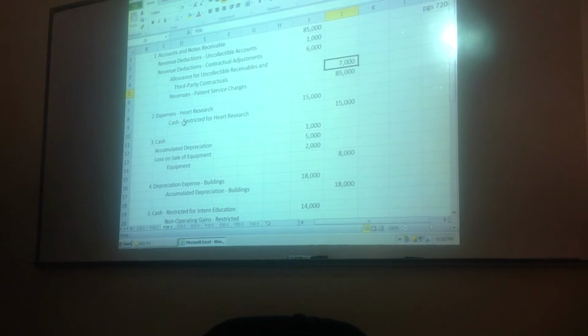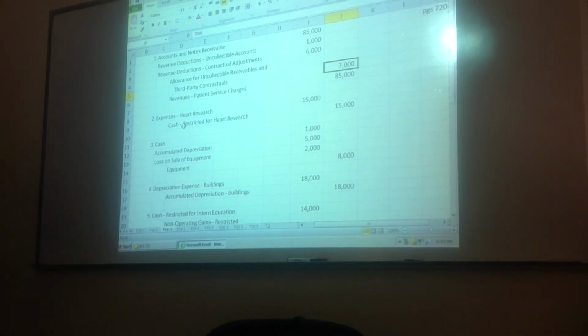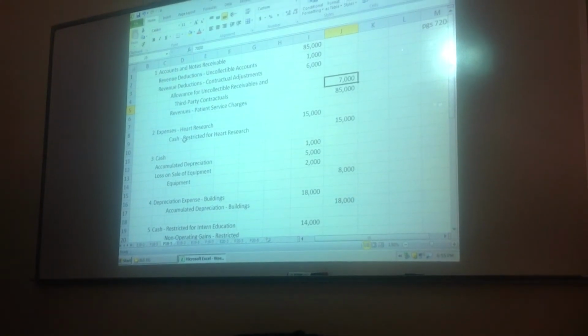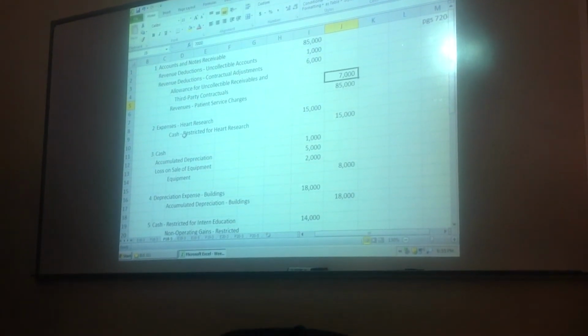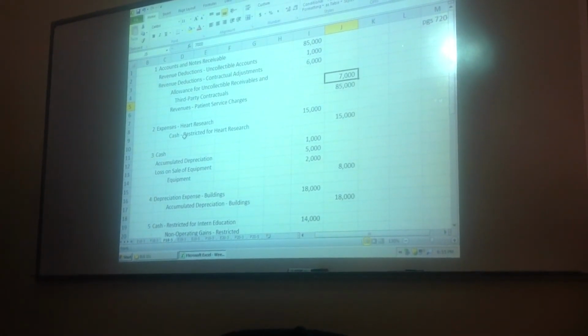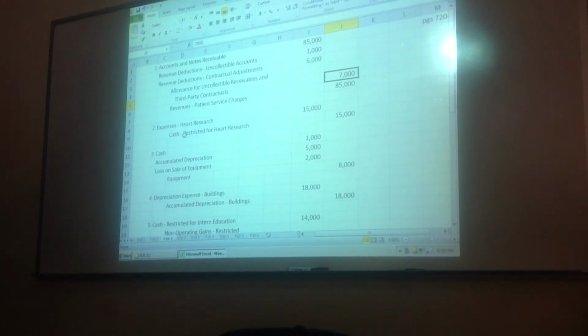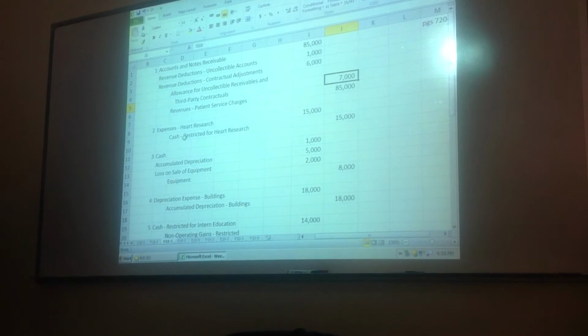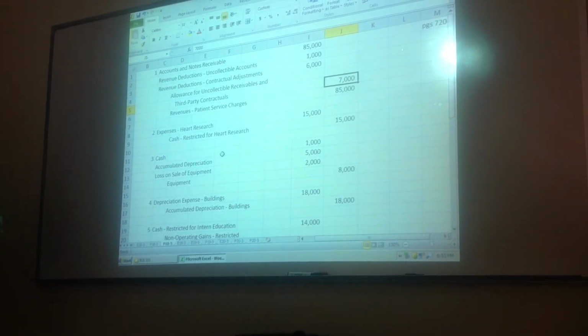Okay? So if you have an unrestricted fund, a restricted fund, a permanently restricted fund, right? And you use money from the temporarily restricted fund, you have to release it from the temporarily restricted fund into the unrestricted fund. And then you use that cash. That's in essence what's happening here. Okay? Number 3.